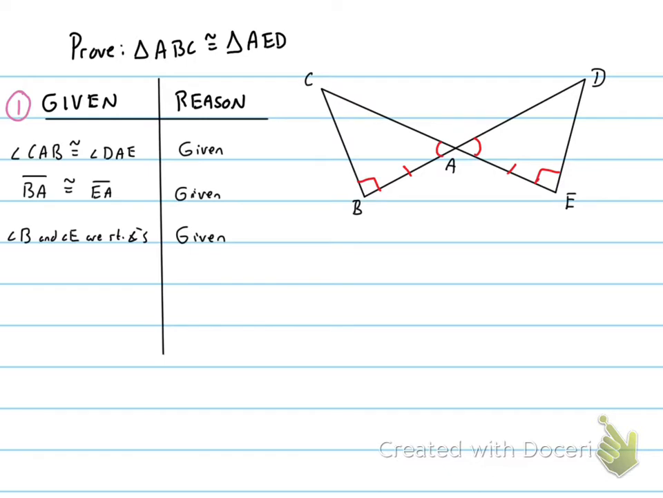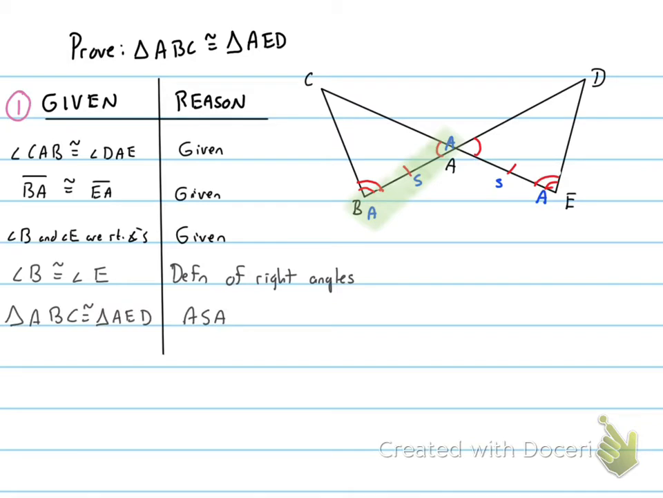Knowing what we know about right angles, they all equal 90 degrees, so I can conclude that angle B is congruent to angle E. My reasoning there is the definition of right angles. Another way I could say that is all right angles are congruent. Either one of those works as a reason. Now, I could even change the marking a little bit to match the diagram that we had before. I have an angle, a side, and an angle. See there again, that side is sandwiched between the two angles, so I can say that triangle ABC is congruent to triangle AED by angle, side, angle.